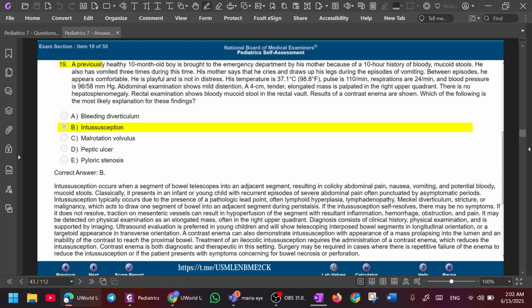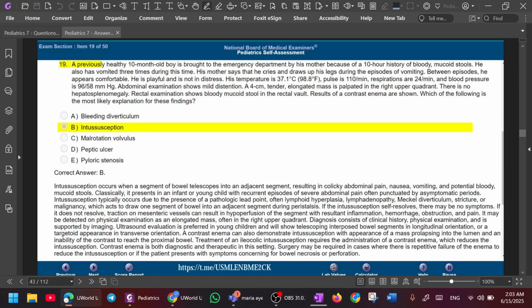Ultrasound evaluation is preferred in young children and will show a telescoping interposed bowel segment in longitudinal orientation, or a targetoid appearance in transverse orientation. A contrast enema can also demonstrate intussusception, with the appearance of a mass prolapsing into the lumen and an inability of the contrast to reach the proximal bowel.